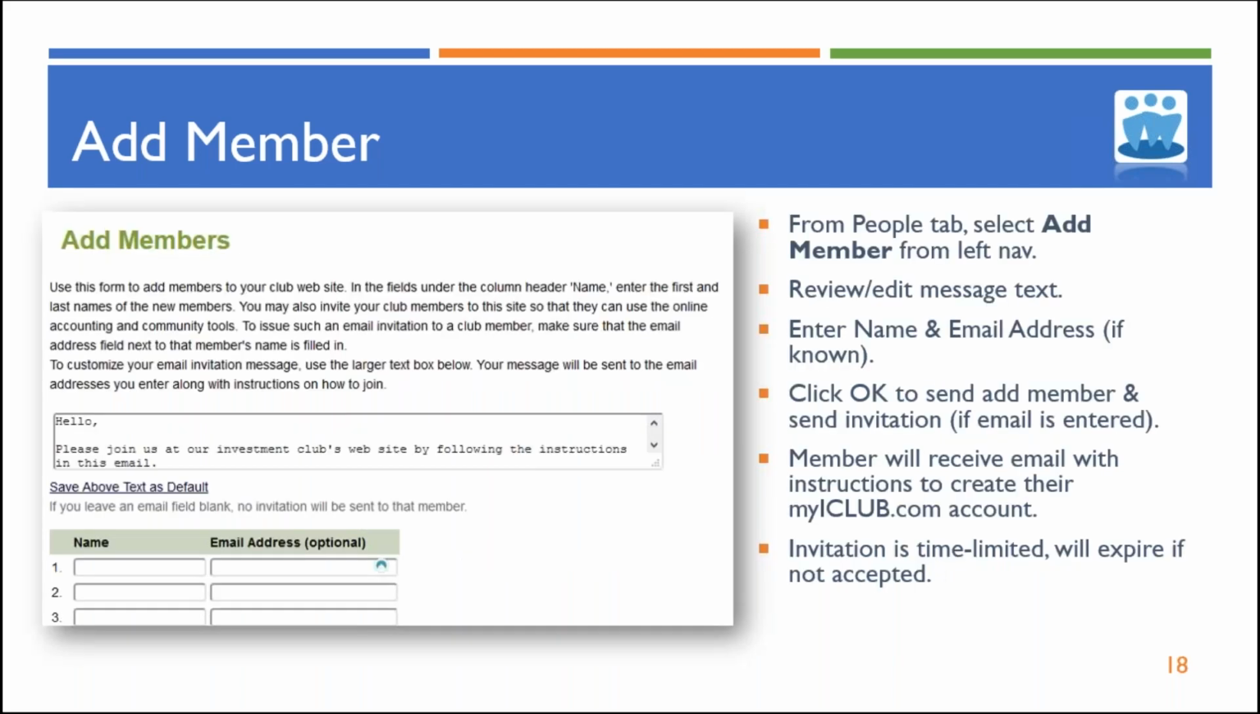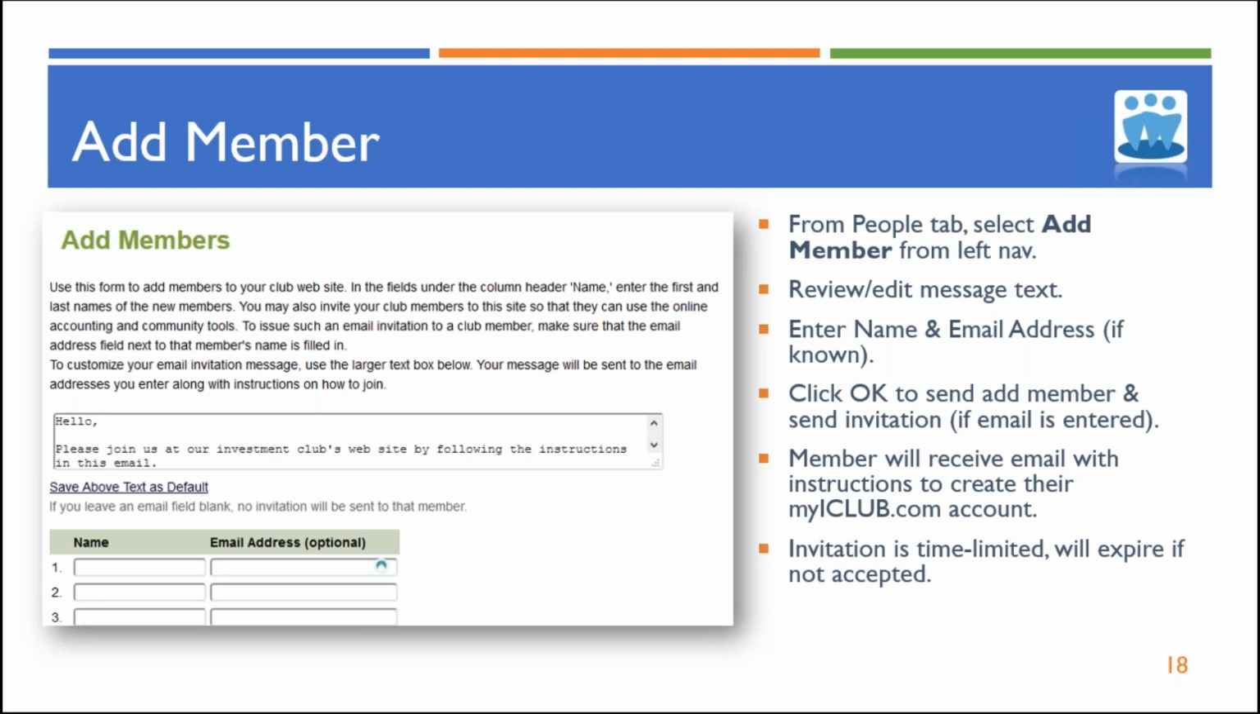If you go to the People tab in My iClub and click Add Member, you get a screen here where there is a text box that you can customize that will provide specific instructions. There is a list of name and email address fields. There are 10. You can add more if you were doing this for the first time and you were inviting a number of people to join the club's website. You could do them all at once, but you could also do it one at a time.